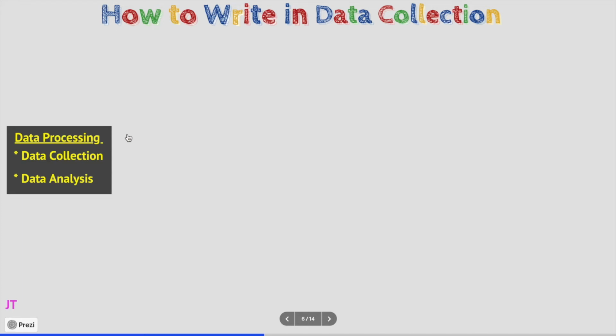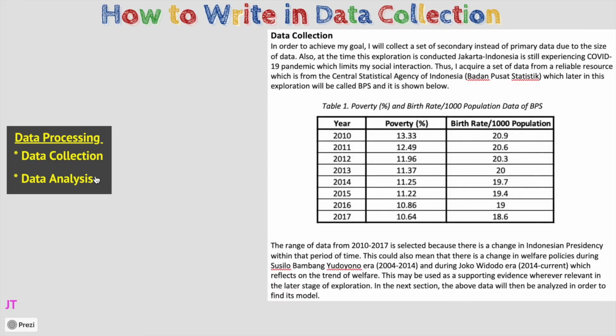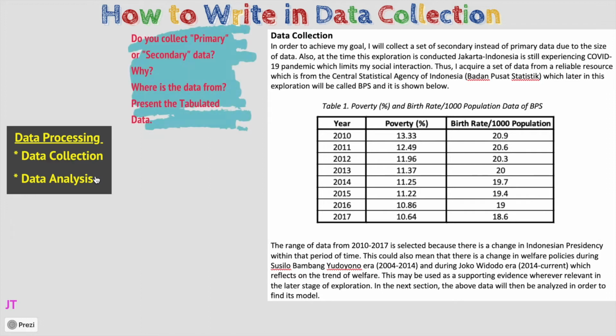Again, to help you write a report, wherever possible, try to divide a section into subsections. In this case, I divide data processing into two: data collection and data analysis. Here is my data collection. Not that long, and in this data collection, you need to consider putting all of these.